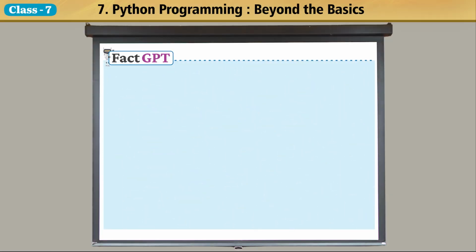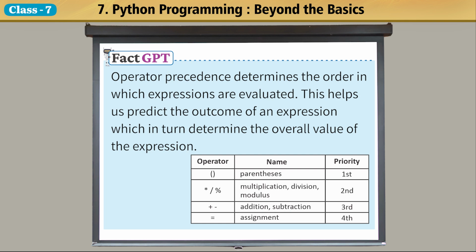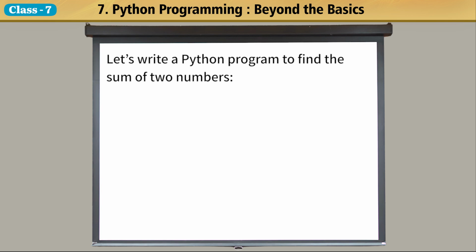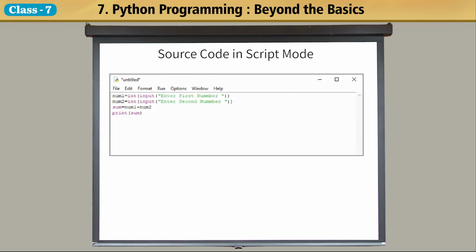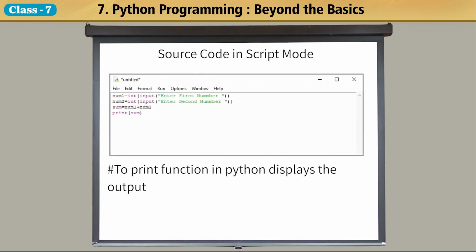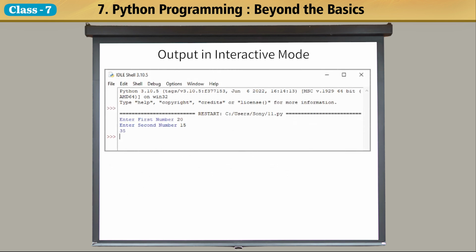Operator precedence determines the order in which expressions are evaluated. This helps us predict the outcome of an expression, which in turn determines the overall value of the expression. Let's write a Python program to find the sum of two numbers. Hash to find the sum of two given numbers. Source code in script mode. Hash the print function in Python displays the output. Output in interactive mode.